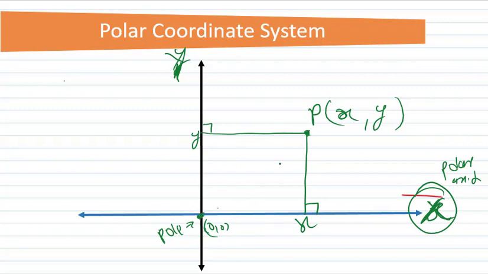Now, how do we find the location of point P using the polar coordinate system? We just join the pole and the point. Let's suppose this distance is r, and the angle made by this line with the polar axis is theta.